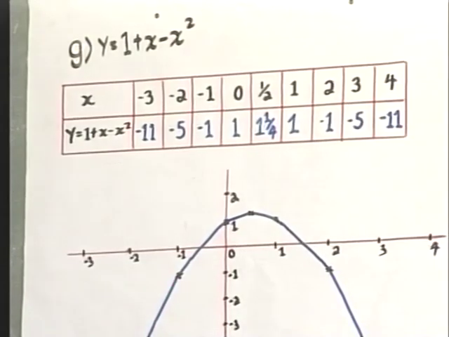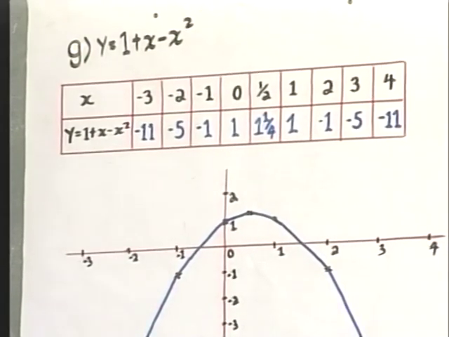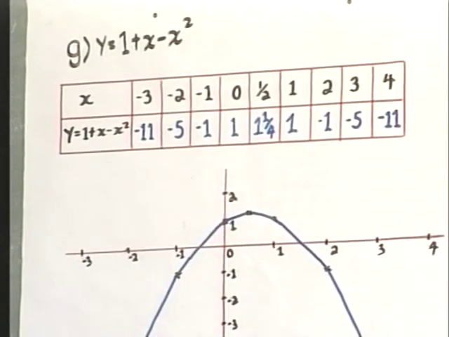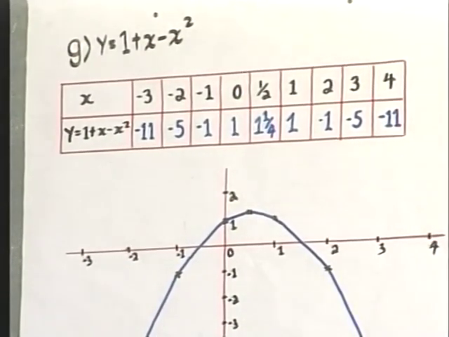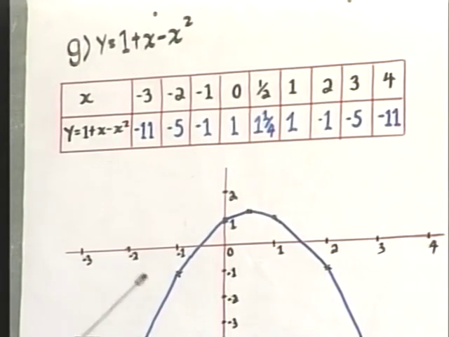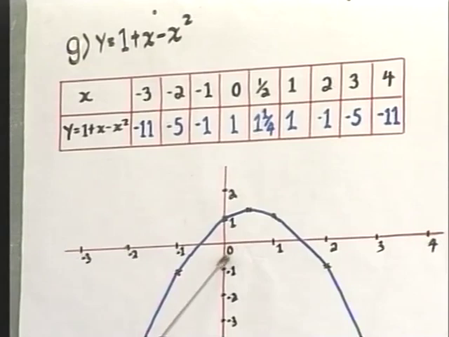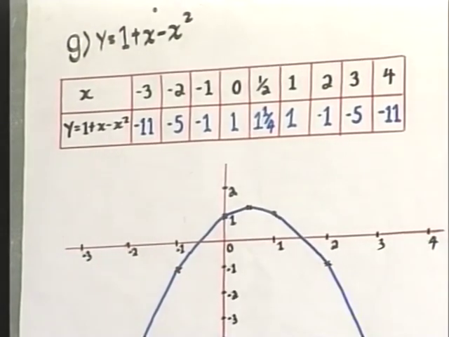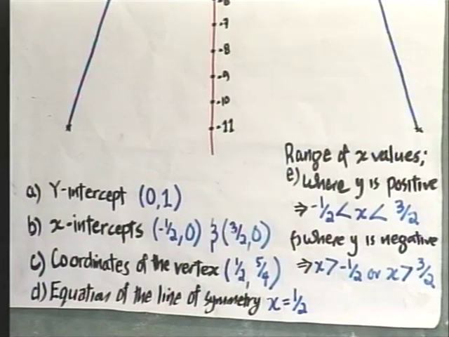Question A reads, what is the y-intercept? The y-intercept is this one, 0 and 1. The x-intercepts are negative half and 0, and 3 on 2, which is 1 1/2, and 0. And the coordinates of the vertex is half and 5 on 4, which is 1 1/4.